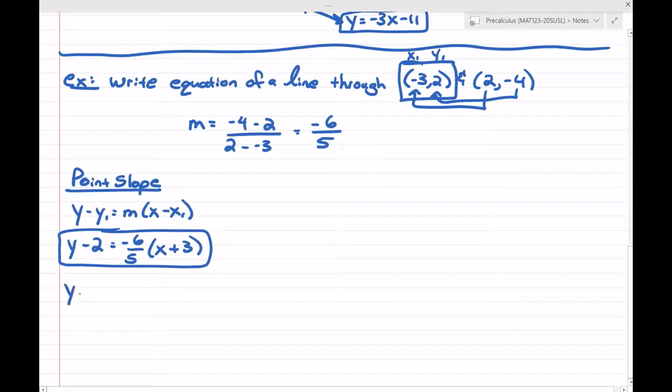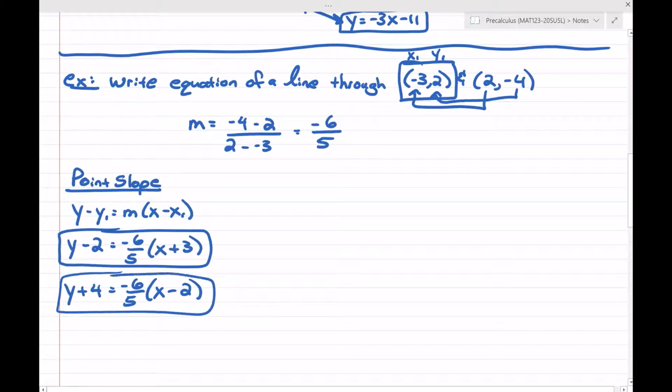Now what if you chose the other point? y minus -4 is equal to m times x minus 2. It's totally fine too, right? So it doesn't matter which point you pick. If you rearrange this, either one, you would get the same slope-intercept form and the same standard form.